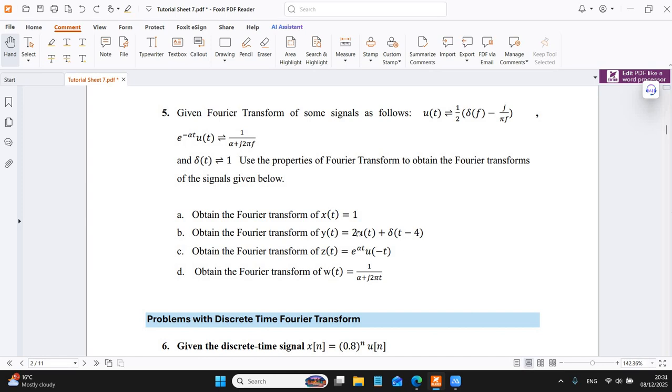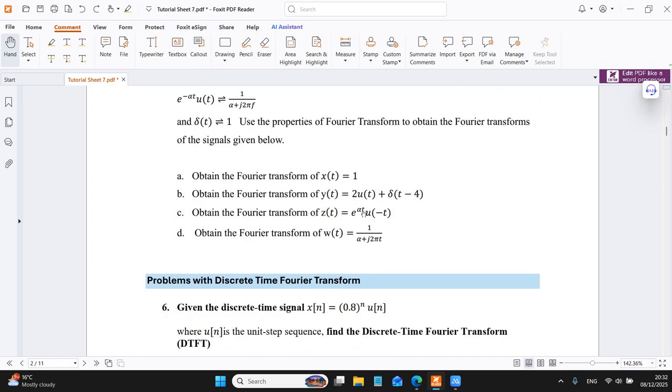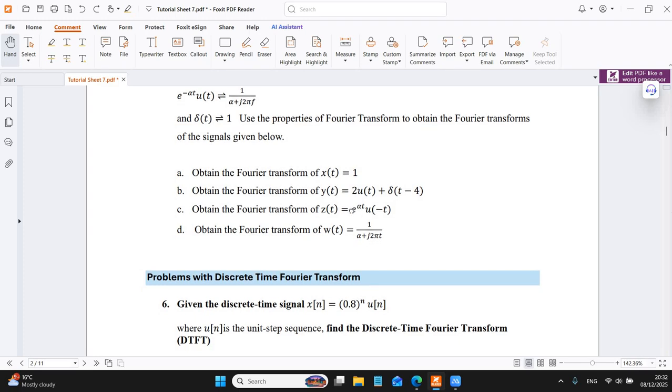Next, we want to find what is the Fourier transform of e power alpha t into u of t. That we have already seen. Anyway, I will show you. These questions I have previously asked in the exams. So e power minus alpha t into u of t has the Fourier transform 1 over alpha plus j 2 pi f. That we have already seen.